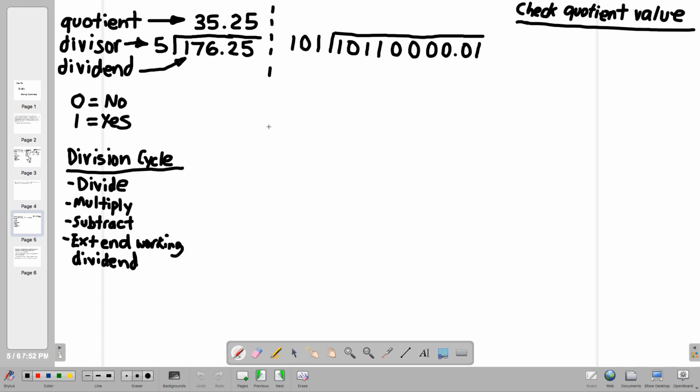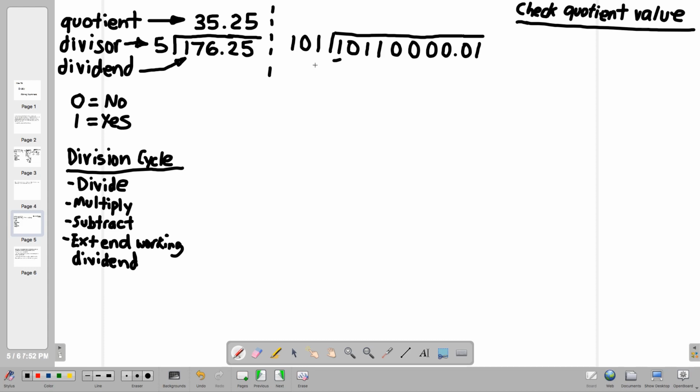So once again, we start with the working dividend. We always start from the left and work towards the right when we're dealing with division. And keep in mind that there's a division cycle. Usually each cycle starts off with a divide, a multiply, subtract, and then you want to extend the working dividend. So we're going to start off again with 1. 1 is our current working dividend.